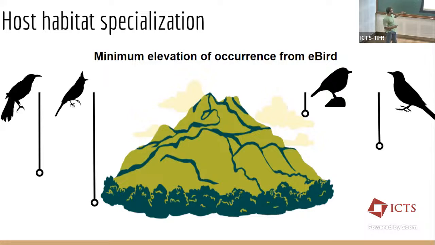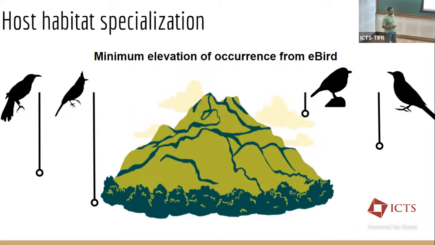For every bird, I have the minimum elevation. If that minimum elevation is high, that bird is elevationally restricted. It's more specialist. If the lower elevation limit is very low, that means the bird is found across, so it's more generalist. Right? So this is the one that I used.